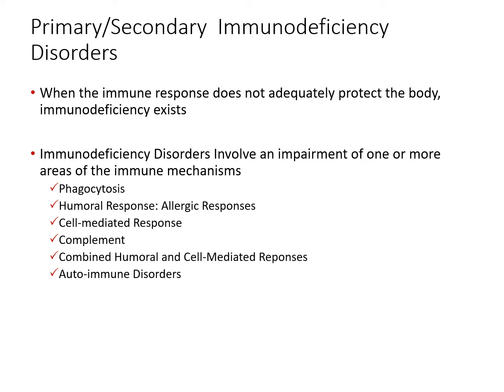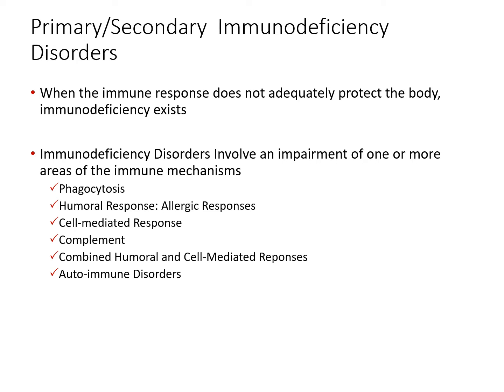The immunodeficiency disorders can basically be described as either being primary or secondary. So why does this happen? It's when the immune response does not adequately protect the body. Then you have what is known as an immunodeficiency. So we've already talked about what our immune system is supposed to be doing, right? And we've talked about the humoral response versus the cell-mediated response, all of that. So at this point, you're trying to put everything together and make sense of everything.